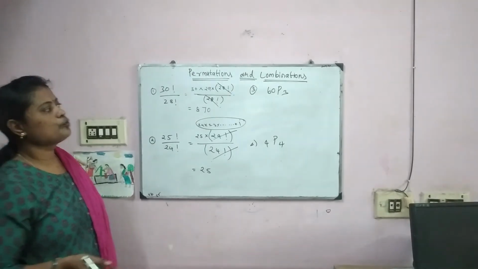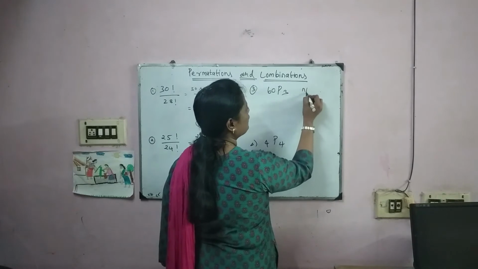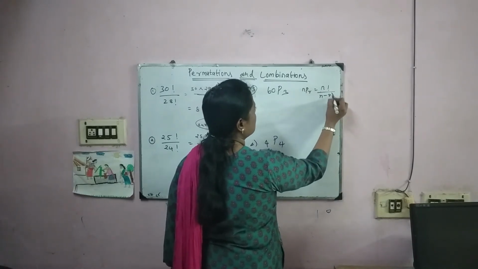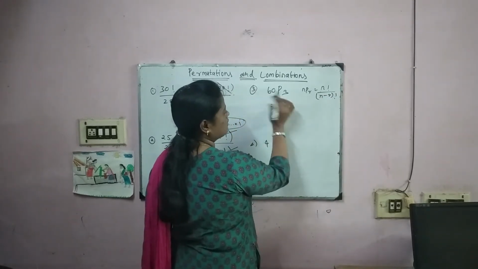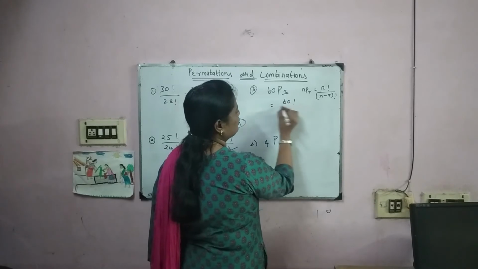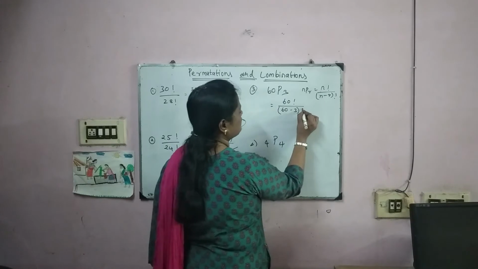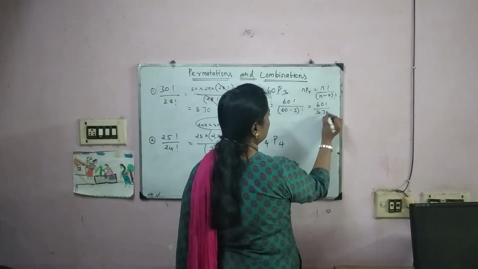So next, the third problem, 60P3. What is the formula for nPr? nPr is equal to n factorial divided by n minus r factorial. So we are applying this. Here n is 60. So 60 factorial divided by 60 minus 3, which is equal to 60 factorial divided by 57 factorial.